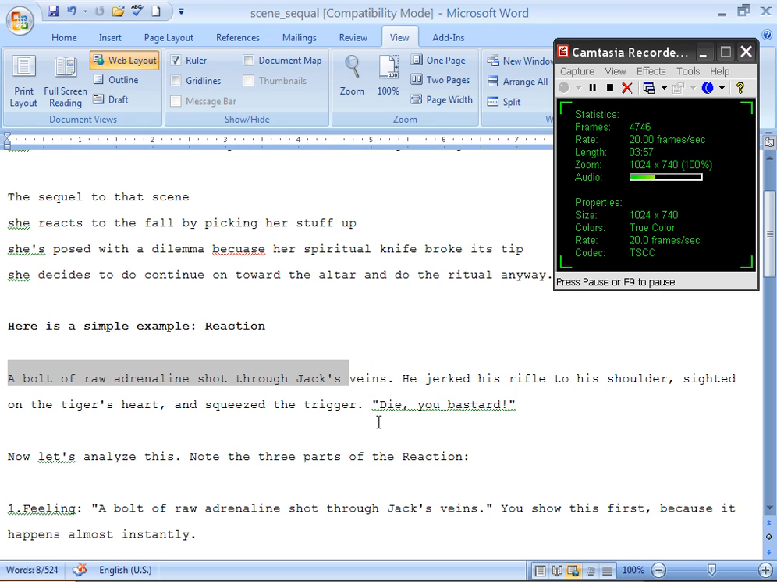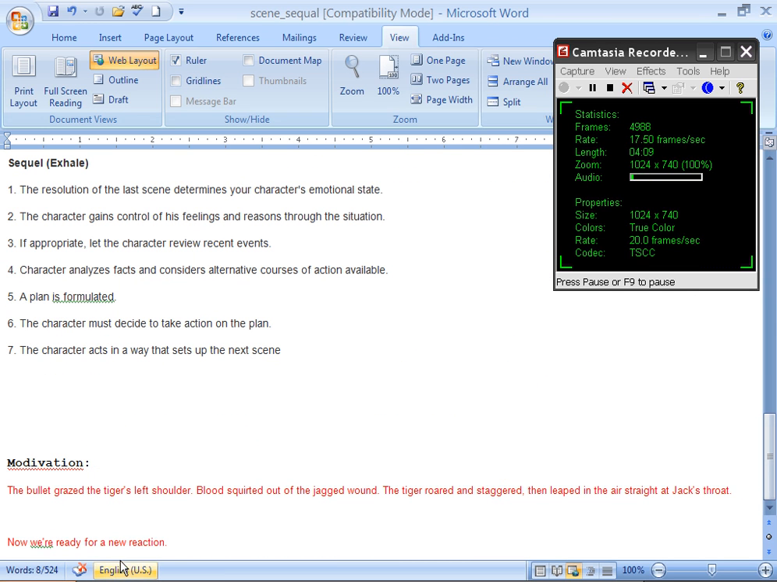And now he's taking action against the tiger's action to stop it. He pulls the gun, pulls the trigger. Then the bullet grazes the left shoulder. This is the result of what happens. Blood spurts out of the jagged wound. The tiger roared and staggered, then leaped into the air straight at Jack's throat.